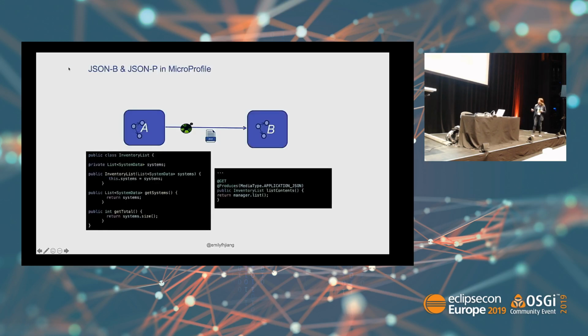So this is a quick example. In MicroProfile, this is a JAX-RS endpoint, like a GET operation, and the payload type is JSON. You just directly declare this type, inventory list, and then JSON-B automatically solves all this serialization and deserialization for you.